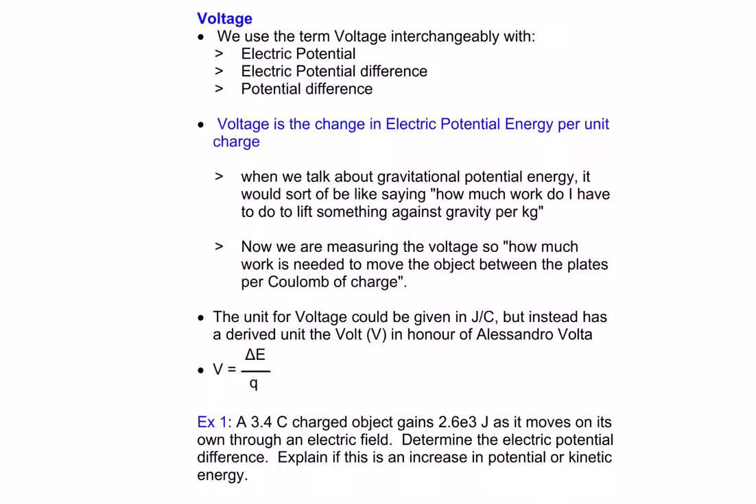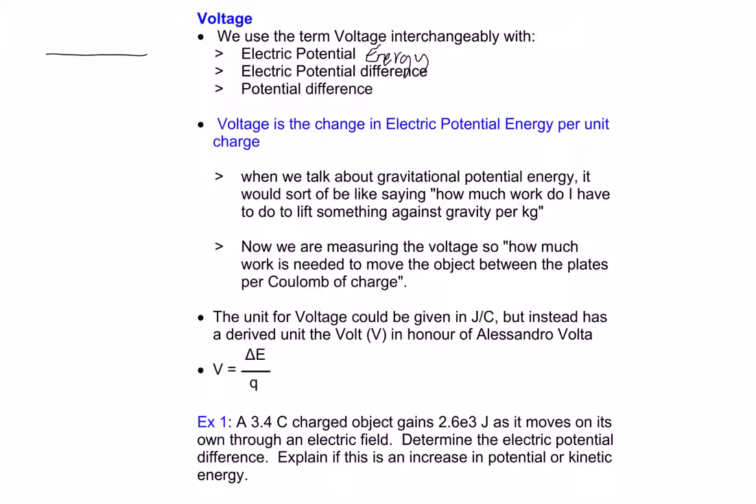So now what we're going to do is introduce a new term and a new formula, and the idea is, what does voltage mean? We've been talking about electric potential energy, the potential energy of that charge to move. Electric potential energy, or sometimes we just call it electric potential, or electric potential difference, or potential difference. All of these terms can be used interchangeably, and you'll see them in various forms in different documents. But what we're going to basically call it now is voltage.